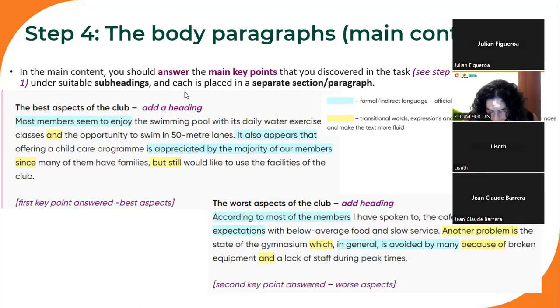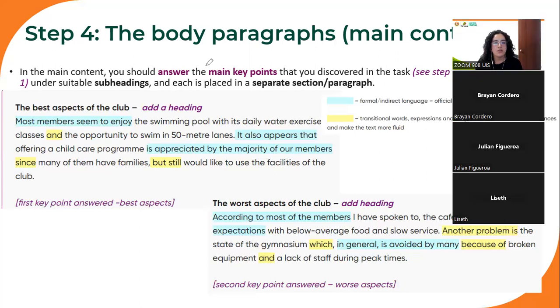Teacher, sorry, I cannot see the color blue. Could you highlight it in another color? Oh, okay, sorry. Let me put it here. Is green okay, or red? Yes, green is okay. Red, not really. Okay, this one in blue is the formal or indirect language.